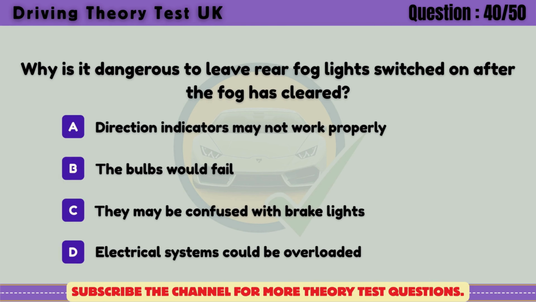Question 40. Why is it dangerous to leave rear fog lights switched on after the fog has cleared? Option A. Direction indicators may not work properly. B. The bulbs would fail. C. They may be confused with brake lights. D. Electrical systems could be overloaded. Answer is C. They may be confused with brake lights.